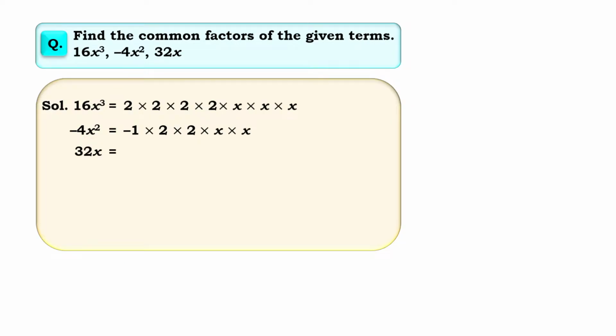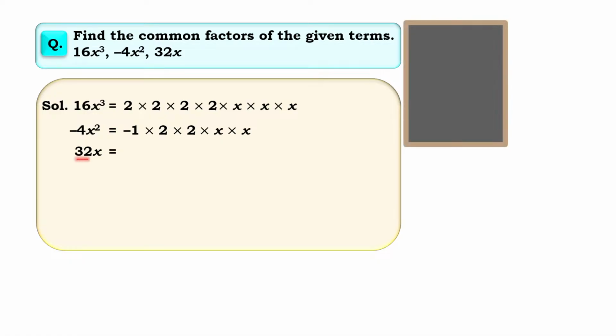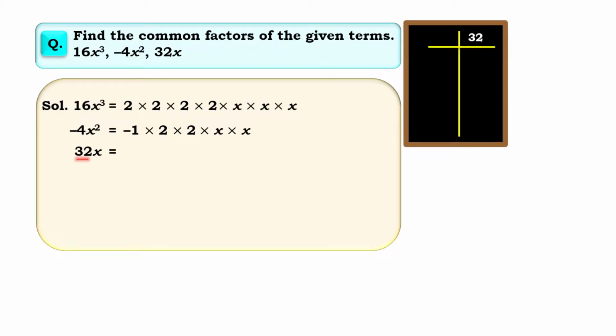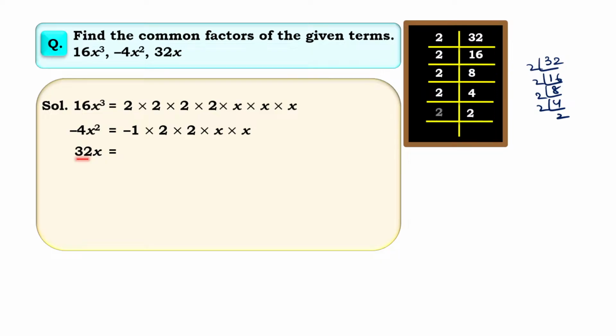Now what about 32x? First let us do the factorization for 32. 2 16s are 32, 2 8s, 2 4s, 2 2s and 2 1s. So the factors for 32 are 2 into 2 into 2 into 2 into 2, 2 multiplied with itself 5 times. Then x, write down x.